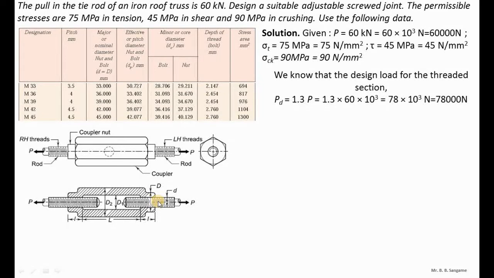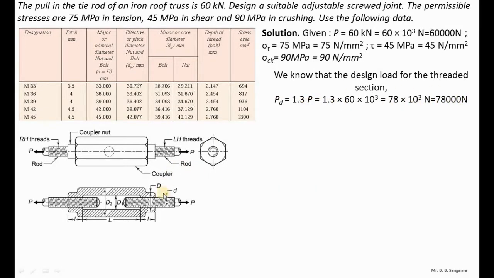Okay, so while designing the threaded portion we are going to select the design load which is 30% more than the nominal or the given load. The given load is 60,000 Newton, and let us calculate the design load PD, which is 1.3 times P, so it is 78,000 Newton.